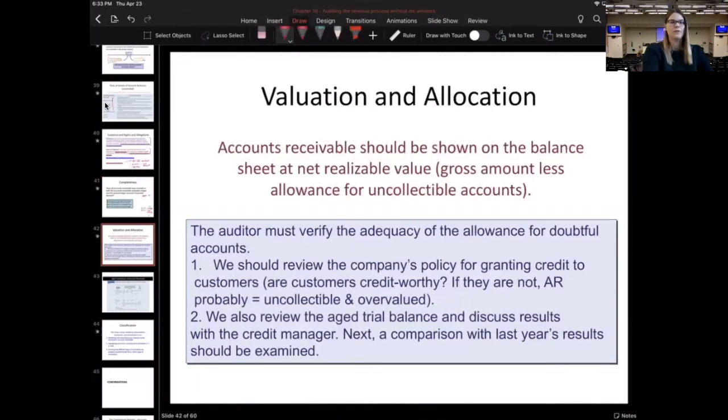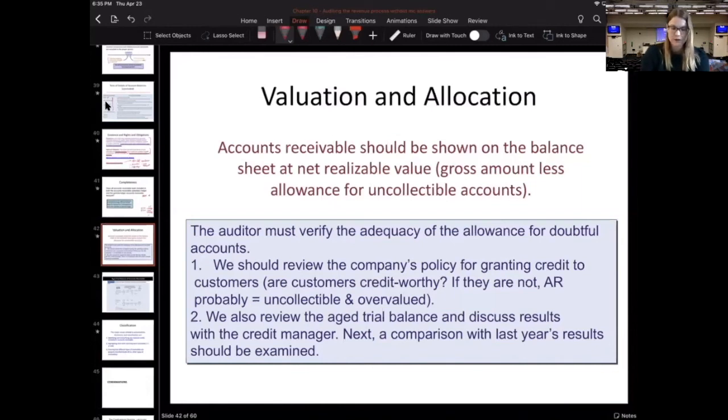All right, valuation and allocation. So obviously our concern here with valuation, our key concern is typically that AR is overvalued and accounts receivable might be recorded at 100% of its value when in fact it's not actually completely collectible. The main thing here is we want to make sure that allowance for doubtful accounts is adequate.